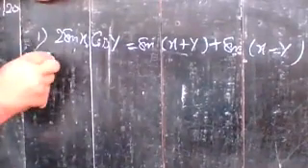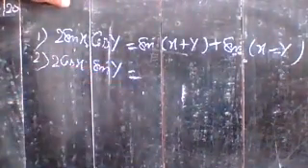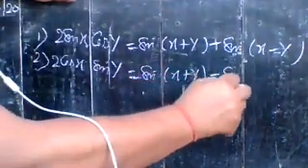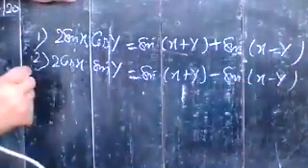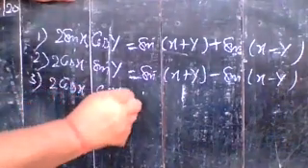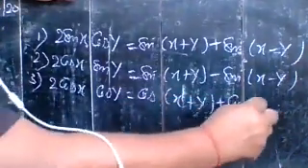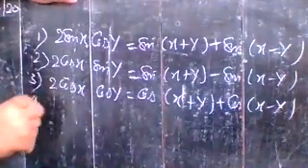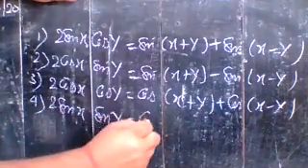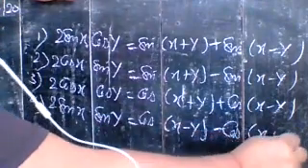Now second, 2 cos x sin y is equal to sin(x plus y) minus sin(x minus y). Third one, 2 cos x cos y is equal to cos(x plus y) plus cos(x minus y). And fourth, 2 sin x sin y is equal to cos(x minus y) minus cos(x plus y).